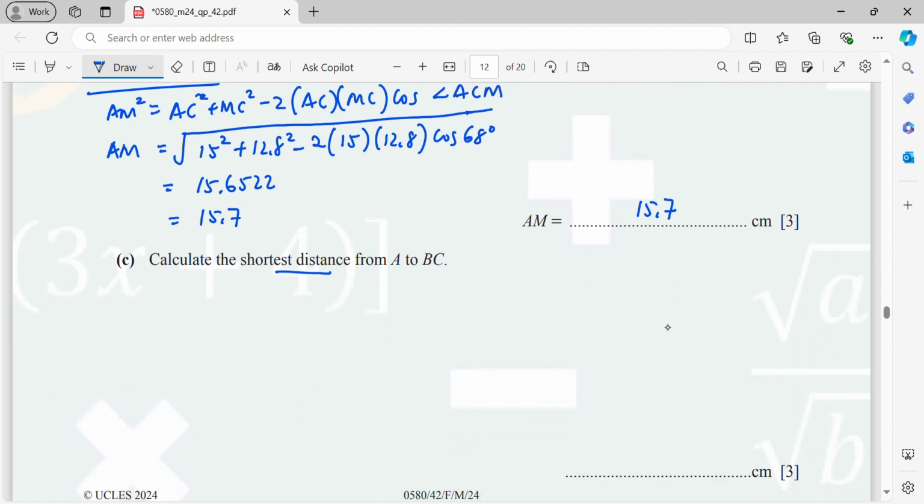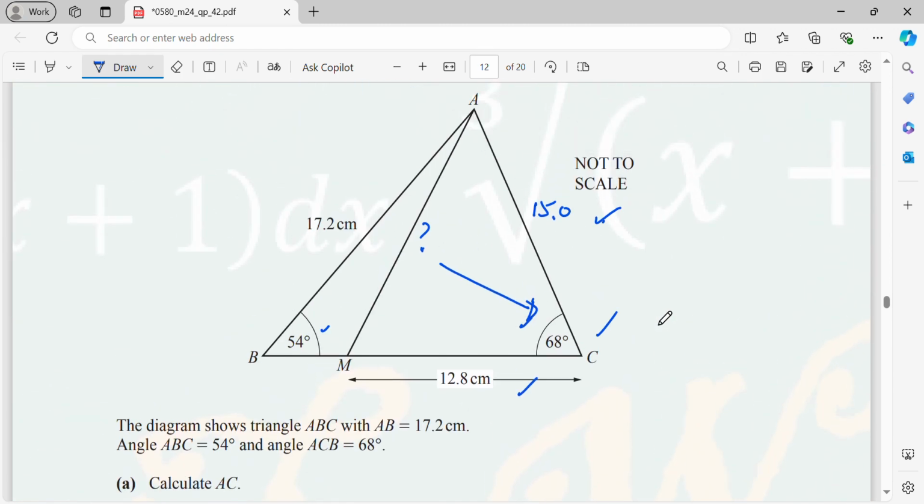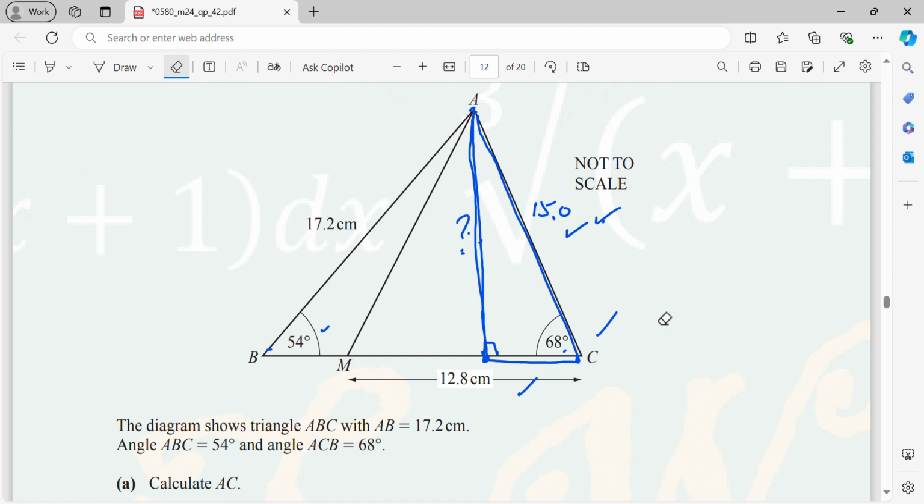Okay, now calculate the shortest distance from A to BC. So look at the diagram. A to BC. Okay, shortest distance. Basically, shortest distance is the perpendicular distance. Means that here is perpendicular to BC. So basically, when you look at this triangle, this right angle triangle, now you are given 68 degrees. Hypotenuse is given. So now you need to find the shortest distance. Shortest distance is basically this side. What is this? Which is the opposite side, the side opposite to the angle 68 degrees.